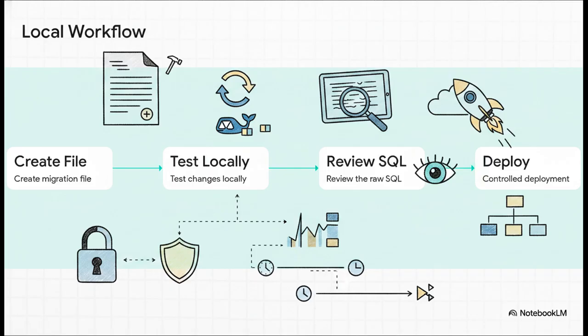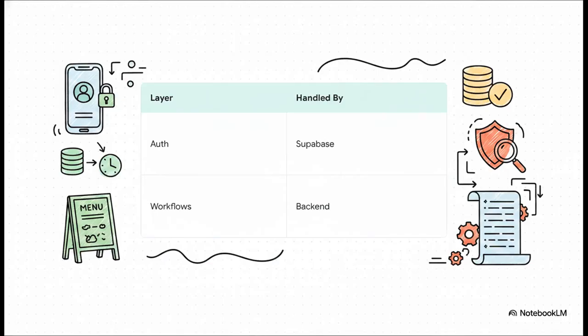You create a migration file, you test it locally using a Docker container, you meticulously review the raw SQL, and only then do you deploy it through a controlled process or branching pipeline. Always version control your database. In the real world, you've got to strike an architectural balance.